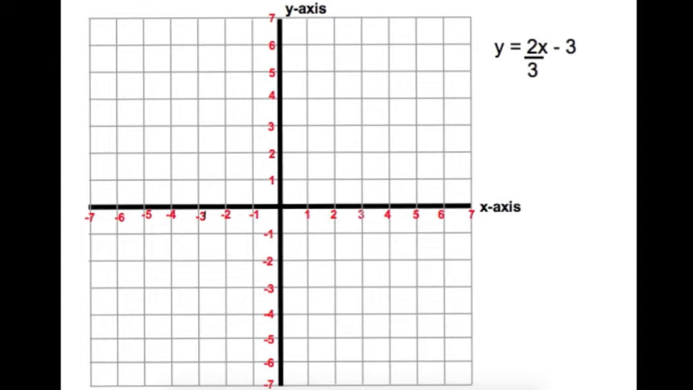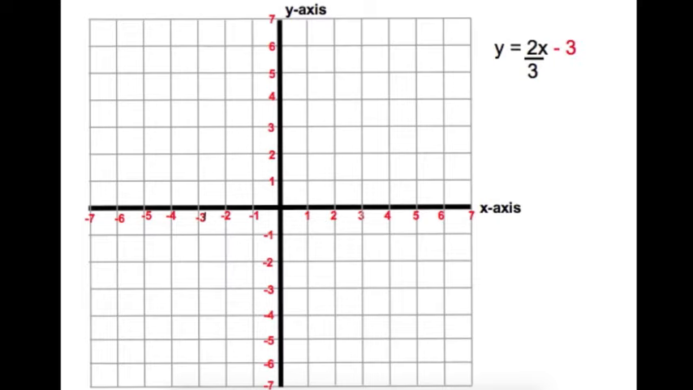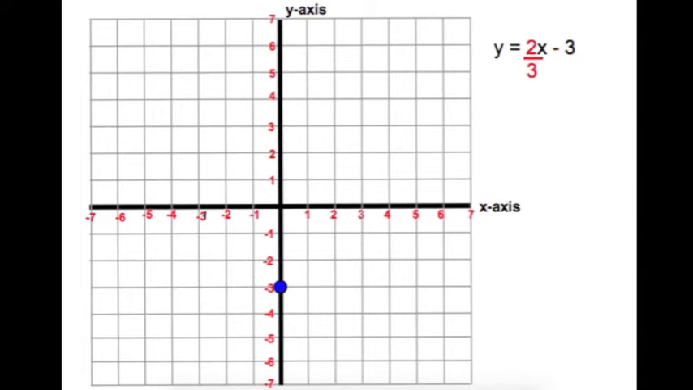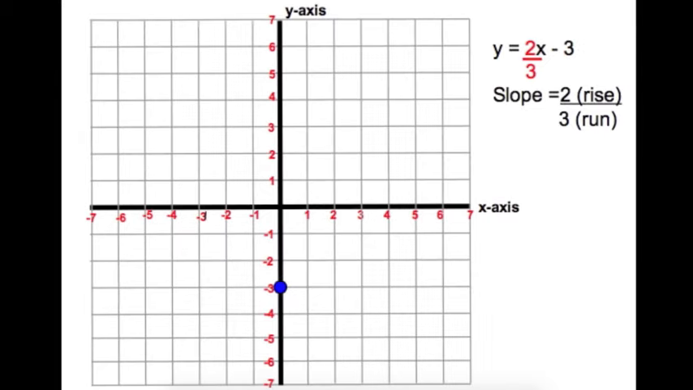Let's take a look at another example, y equals 2/3 x minus 3. Because our equation is already in slope-intercept form, we start with the y-intercept, which is negative 3. So we plot a point on negative 3 on the y-axis. Next, we take a look at our slope, which is 2/3. We keep this in fraction format to mirror rise over run.